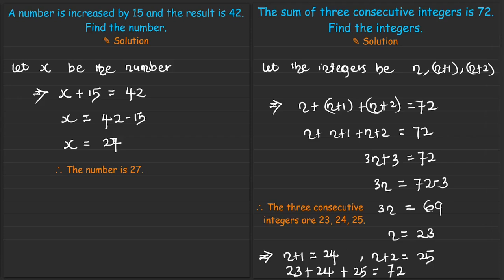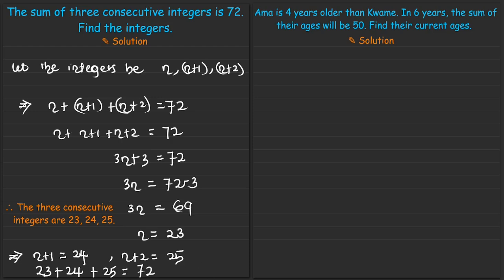Okay, so let's look at our third question. This would be in the form of a story. This question says, Amma is 4 years older than Kwame. In 6 years, the sum of their ages will be what? 50. Find their current ages.